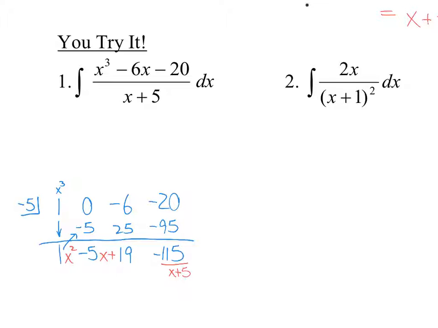Can you do that by long division? Yeah, you can do it with long division. You do need to make sure you still put the placeholder in for the 0x squared, or else things will get misaligned. But notice now what I'm doing here is I'm taking the integral of x squared minus 5x plus 19 minus 115 over x plus 5.